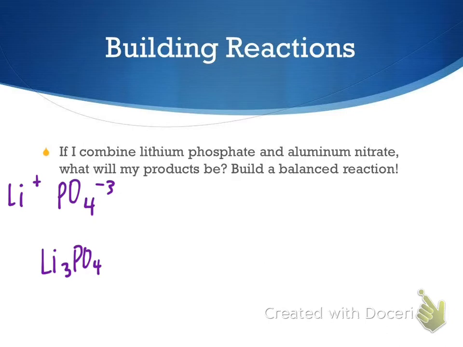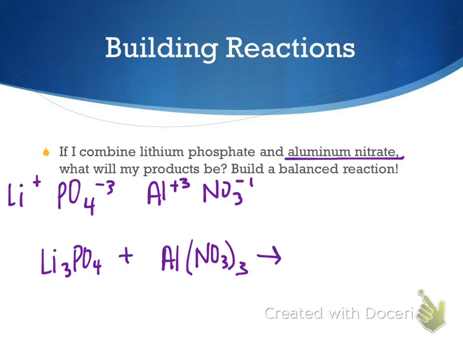All right, second reactant is aluminum nitrate. Aluminum is Al +3. Nitrate's NO3 -1. Okay, once we've got them built now, you should be able to see all the charges. Right? We've got all the charges up here. So now these two go together and these two go together. Right? Outsides and insides.